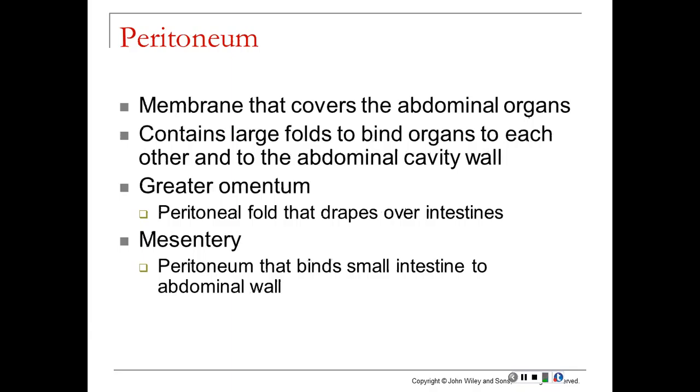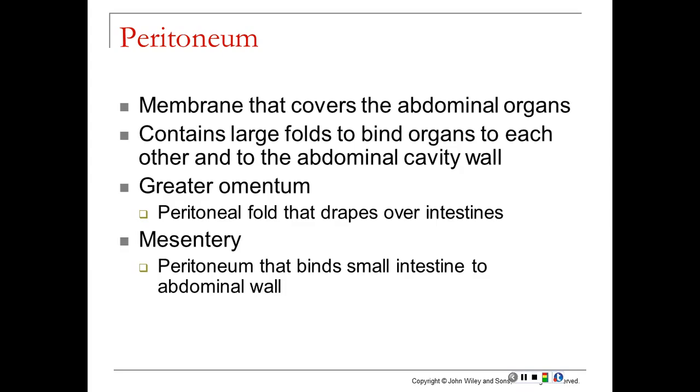The peritoneum is a special membrane that covers our abdominal organs. We mentioned this before, way back in chapter 3, I believe. It contains large folds to bind the organs to each other. It contains a structure called the greater omentum, which is also sometimes known as the fatty apron. This is a huge, literal fatty apron that drapes over the intestines. Some people have more of this greater omentum than others. This is where lots of body fat likes to accumulate other than the subcutaneous layer. The greater omentum is there for protection as well.